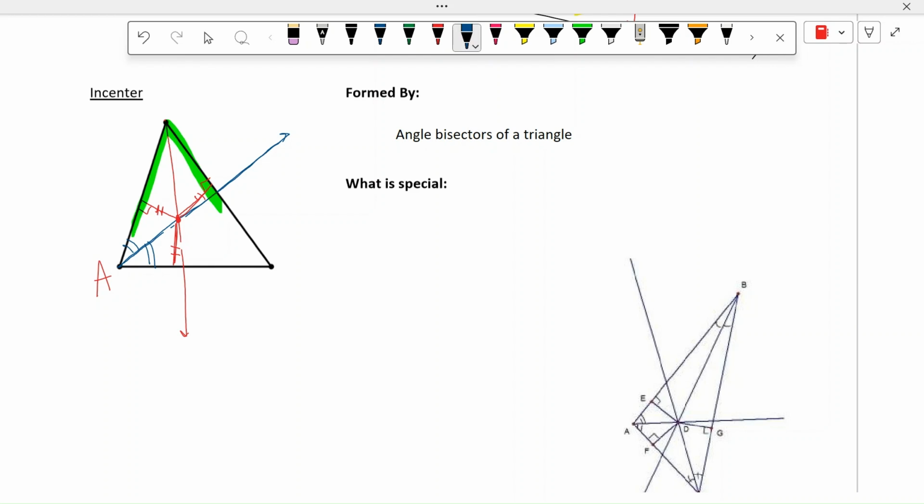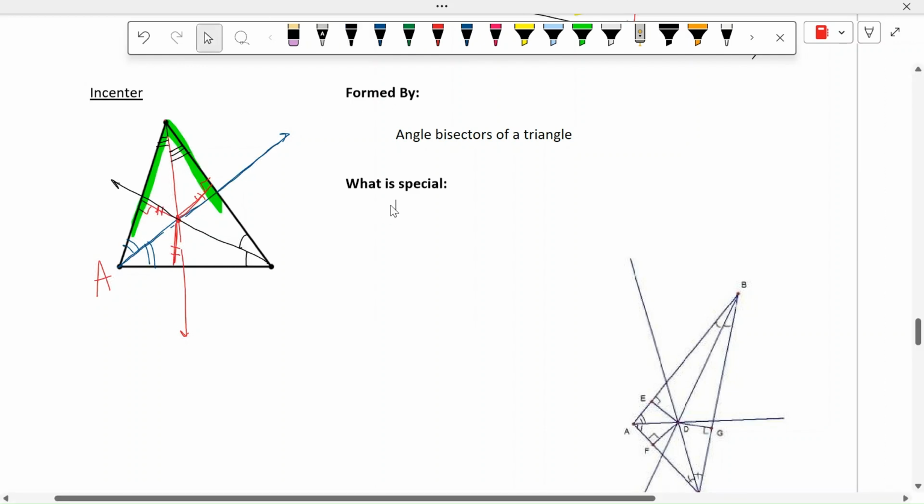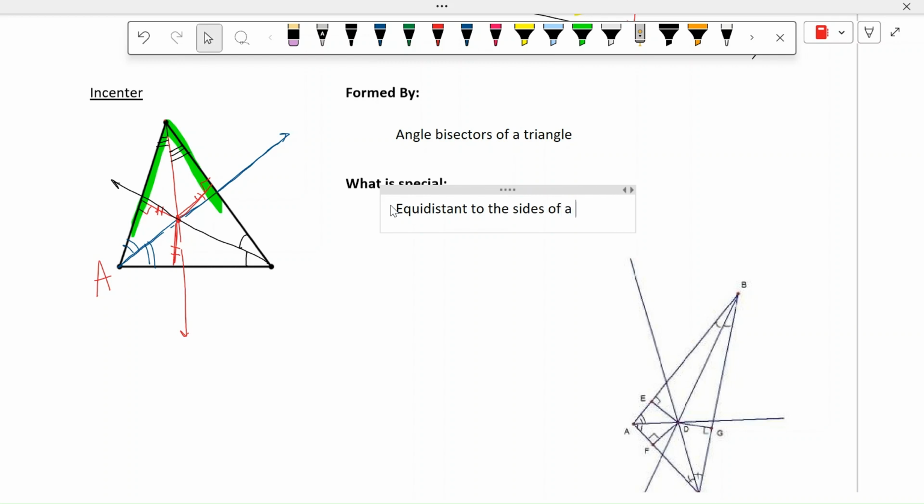And there's one more angle bisector I could draw, and it would look like this. It has to go through that same point. This angle equals this one, just like this angle equaled that one earlier. And we have our incenter. What is special about it? It is equidistant to the sides of a triangle.